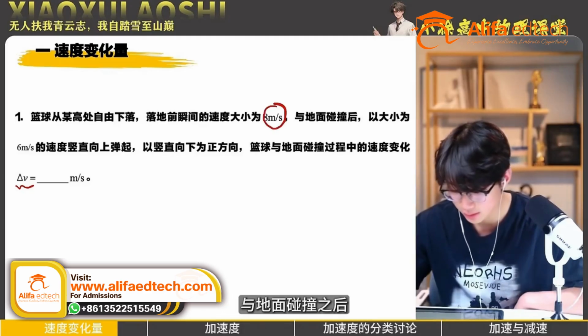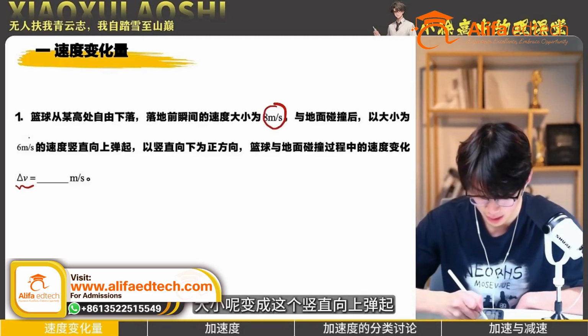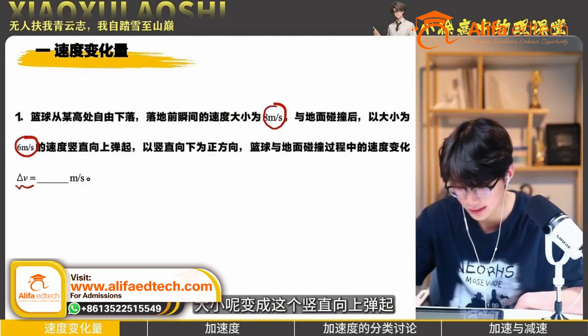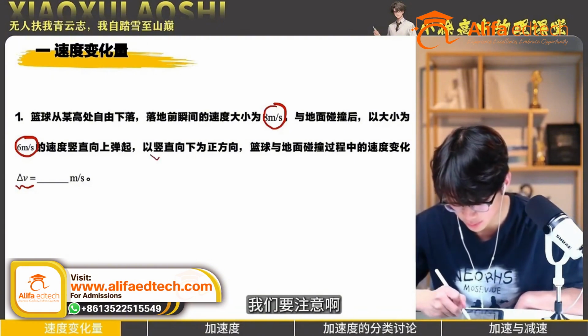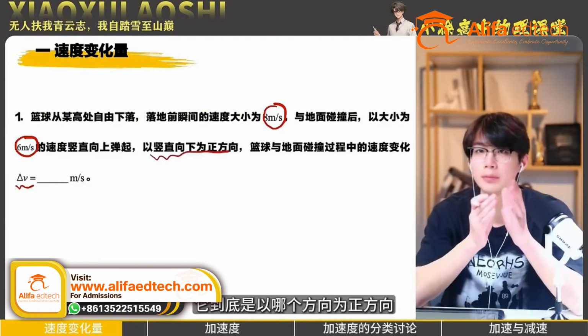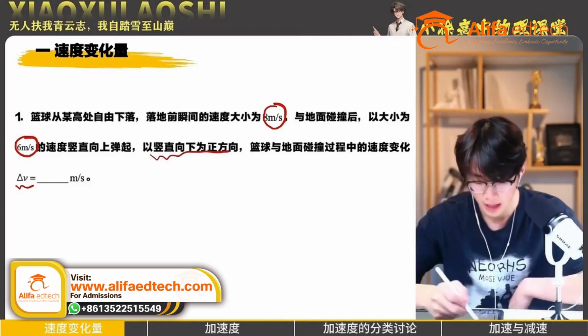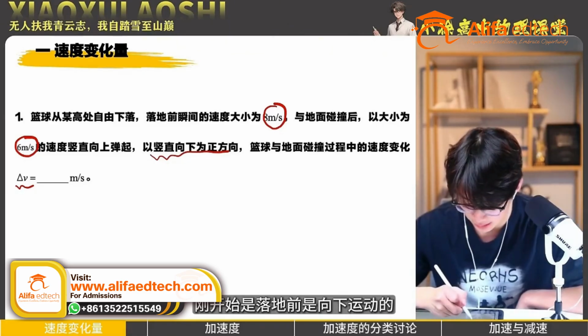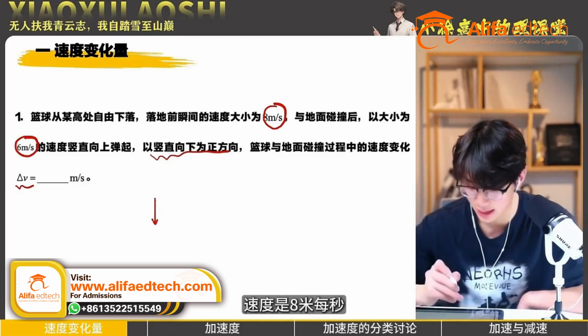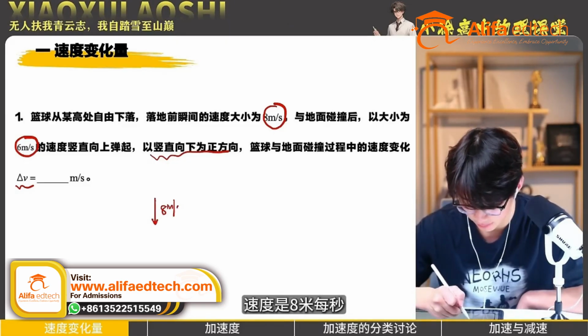After colliding with the ground, its magnitude changes to this as it bounces vertically upward. Taking vertically downward as the positive direction, we must pay attention to which direction is positive, because this determines our direction and our signs. What happens at first? Initially, before hitting the ground, it's moving downward. The velocity is 8 meters per second. And then, well, it bounces back.